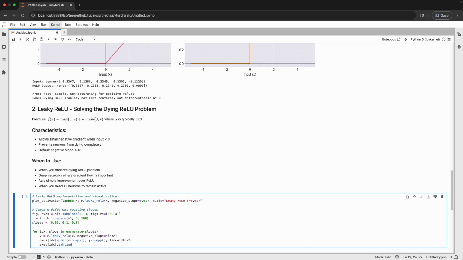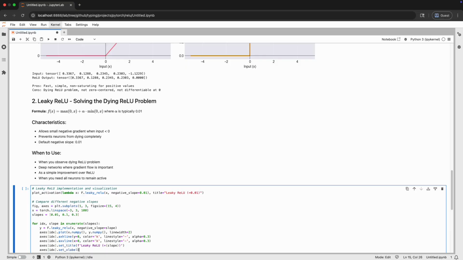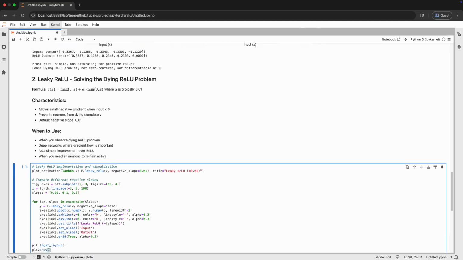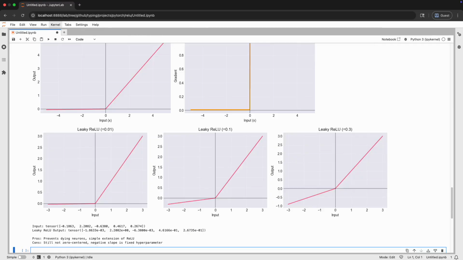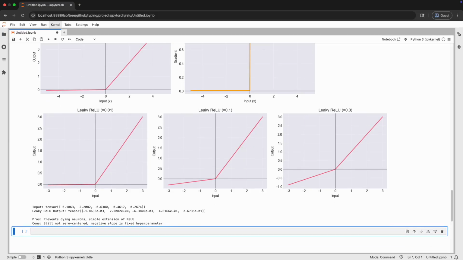A smaller alpha like 0.01 creates a very slight negative slope, while larger values like 0.3 create more pronounced negative slopes. The plots show how Leaky ReLU maintains a small gradient for negative inputs, preventing the dying neuron problem. We can see 3 different negative slopes, from the subtle 0.01 to the more pronounced 0.3. The derivative shows continuity except at 0, and the example demonstrates how negative values are scaled down rather than zeroed out. This simple modification of ReLU prevents dying neurons while maintaining computational efficiency.